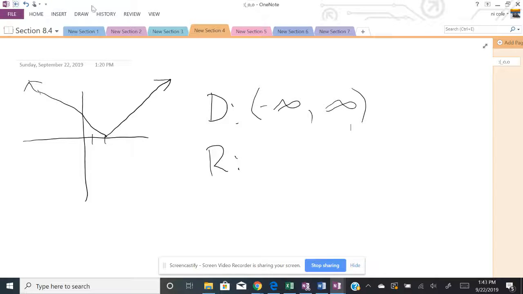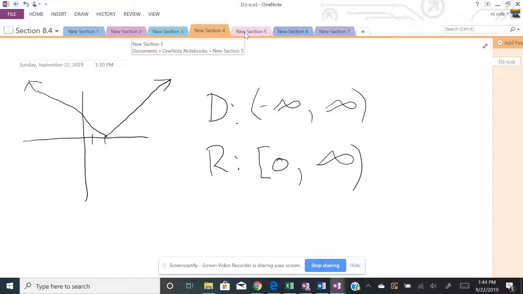Range is my y values. So how far down does this graph go? So I'm coming down, down, down, down, down, stop, I start going back up. So what's my lowest point? That lowest point there, again, is 0. And then how far up do I go? Does this side go up higher than this side? Not really. They both go up just as high, and they go up forever to infinity.